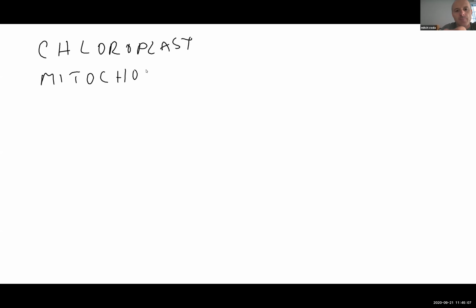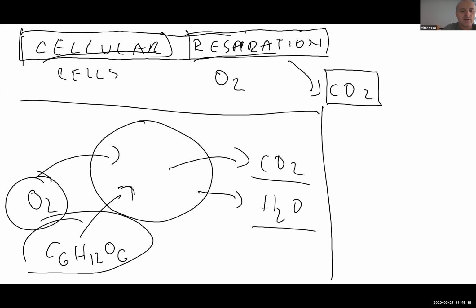Now, where does this process take place? As we learned before, there are two main organelles where it could possibly take place: chloroplast and mitochondria. Now, can cellular respiration take place in chloroplast? Most likely not, because when we look here, we mentioned that it takes in oxygen and glucose. Now, if it takes in oxygen and glucose, it already has a lot of energy.